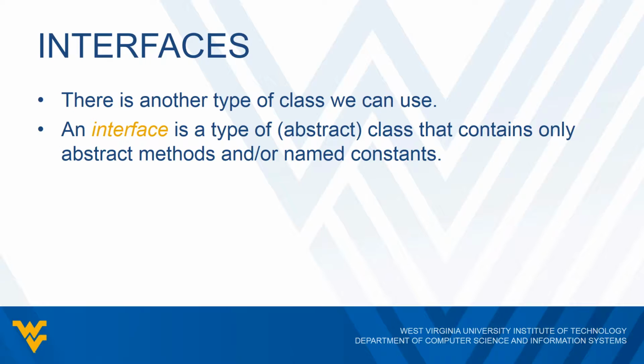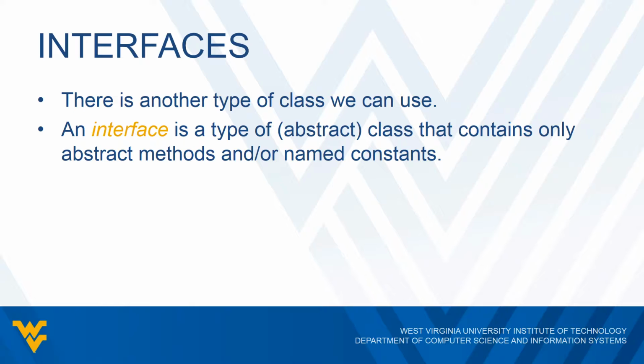It contains only abstract methods and or named constants. So remember, with abstract classes, we can have named constants, we can have variables, we can have methods, we can have abstract methods. Here, we're restricted to just abstract methods and named constants. We can't have any defined methods in here. We can't have any instance variables. Named constants are fine, but instance variables are not allowed in here.